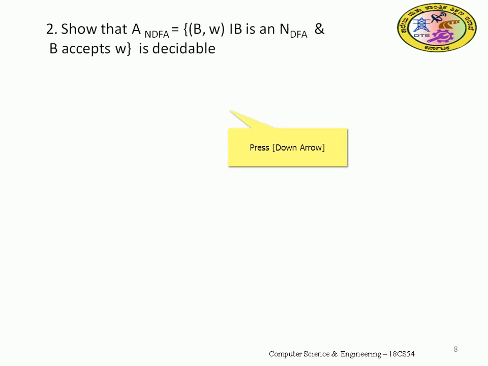So the second problem: the acceptance problem for non-deterministic finite automata, A NFA equals the set of pairs (B, w), where B is a non-deterministic finite automata and B accepts the string w, is decidable. Here B is a non-deterministic finite automata, and w is a string. So this we want to elaborate further.